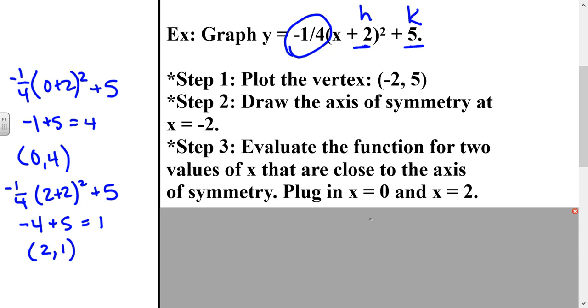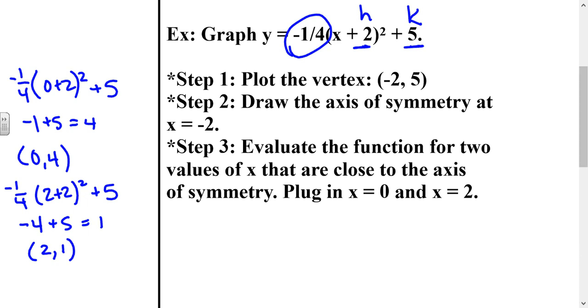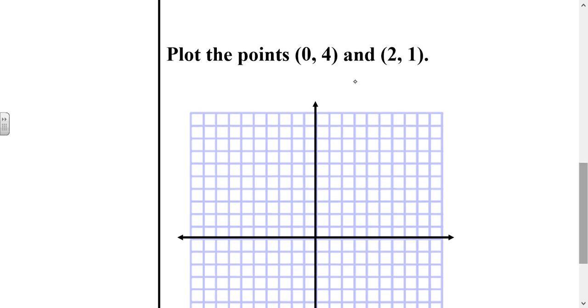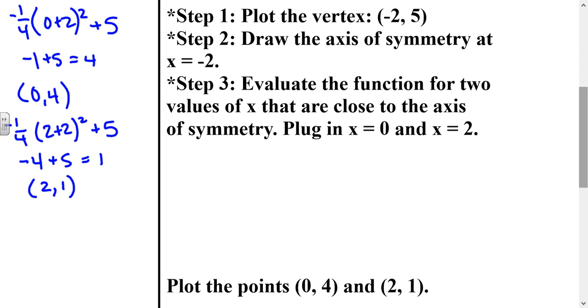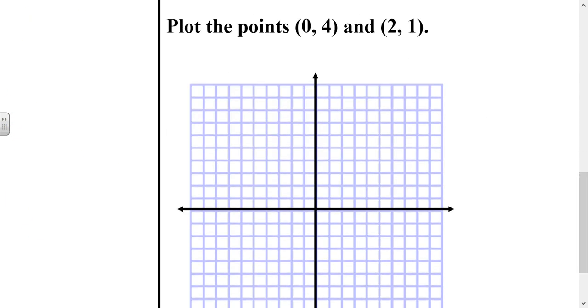Now you can use a calculator to do all of this, or you can do it in your head, whatever you'd like. Now we're going to go ahead and graph these so you can see what this would look like. So we got our points (0, 4) and (2, 1). We also have our axis of symmetry. So let's start at the beginning. First we have to plot the vertex. The vertex was the point (negative 2, 5), and we got that from the equation at the top. So we're going to plot the point (negative 2, 5).